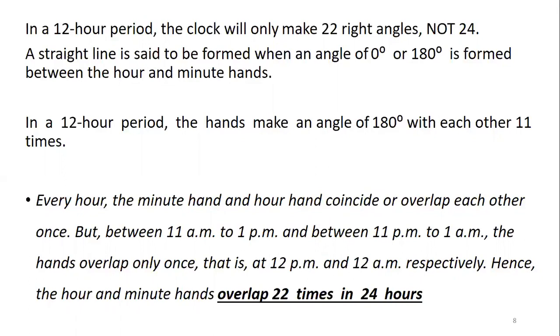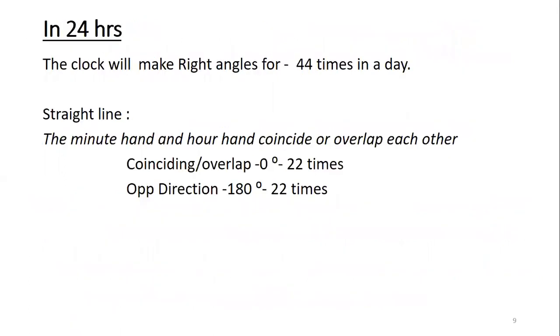So the summary of that is: the right angles are made 44 times in a day, and in the same way coinciding or overlapping is made 22 times in a day.